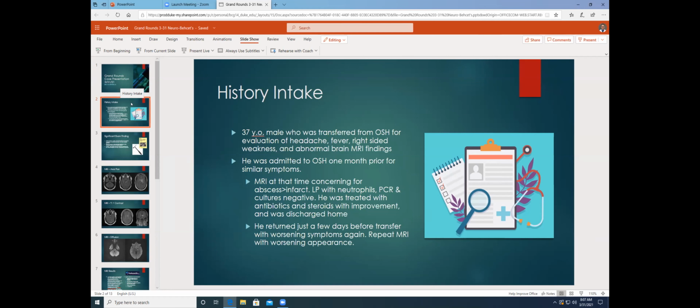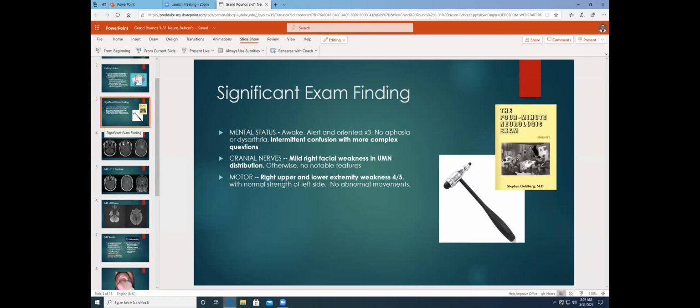But regrettably, after going home, he ended up worsening in the same flavor and came back. And so they called us and said, hey, his MRI is looking just a little bit worse. Is there any way you can help us out? So we transferred him, and on arrival, his significant exam findings: he was awake and fully oriented, with a little bit of intermittent confusion with more complex questions, but not too bad. He did have some mild upper motor right facial weakness, otherwise no notable cranial features. On his motor examination, he had some right-sided weakness to his arm and leg, about a 4 out of 5, but otherwise nothing else abnormal.